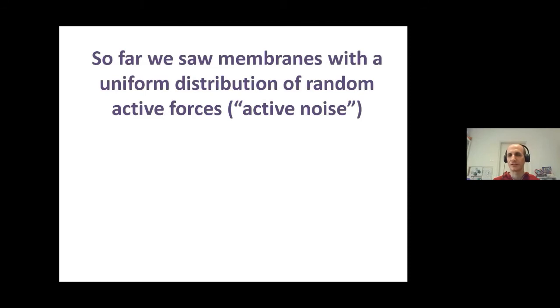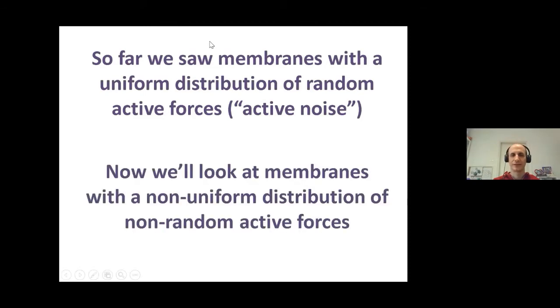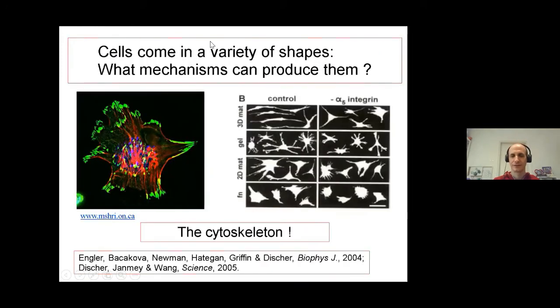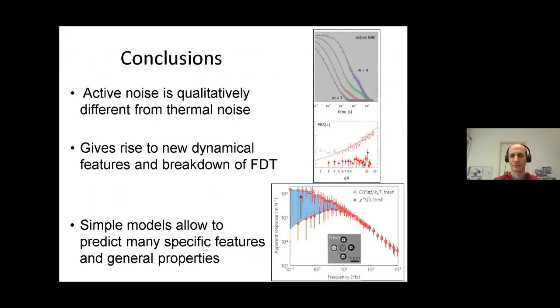Yes, sorry, somebody raised a hand. Yeah, so I had a question. It might be very naive, but could there be a simplistic approach to calculate probably the form of the active noise from microscopics?